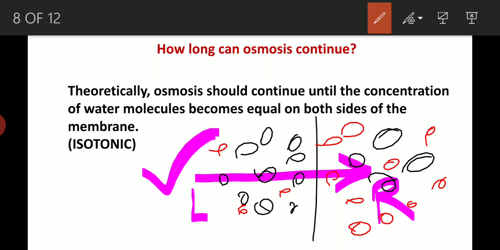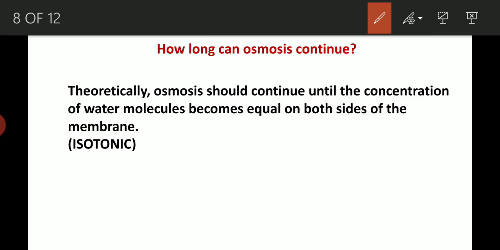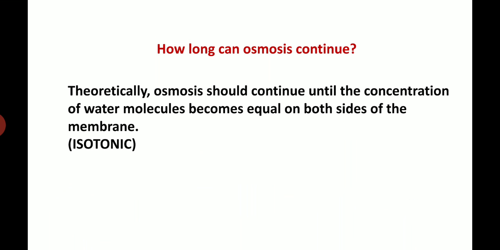In this state, what happens? An equilibrium has been reached between the beaker and the thistle funnel. There an equilibrium is reached till the concentration of water molecules becomes equal on both sides of the membrane. The osmosis process will continue, and that condition is known as isotonic. Iso means same. On both sides of the semi-permeable membrane, the concentration of the water molecules will become the same. This is known as an isotonic solution.